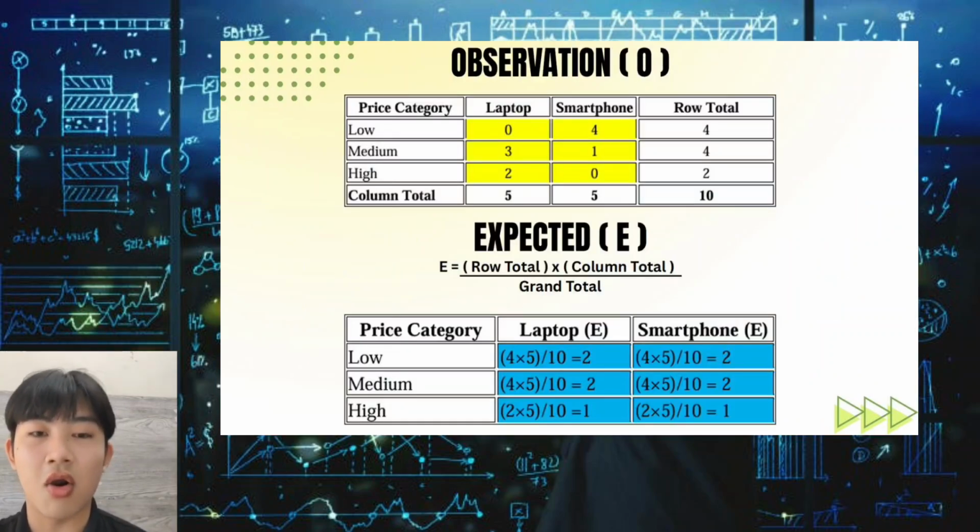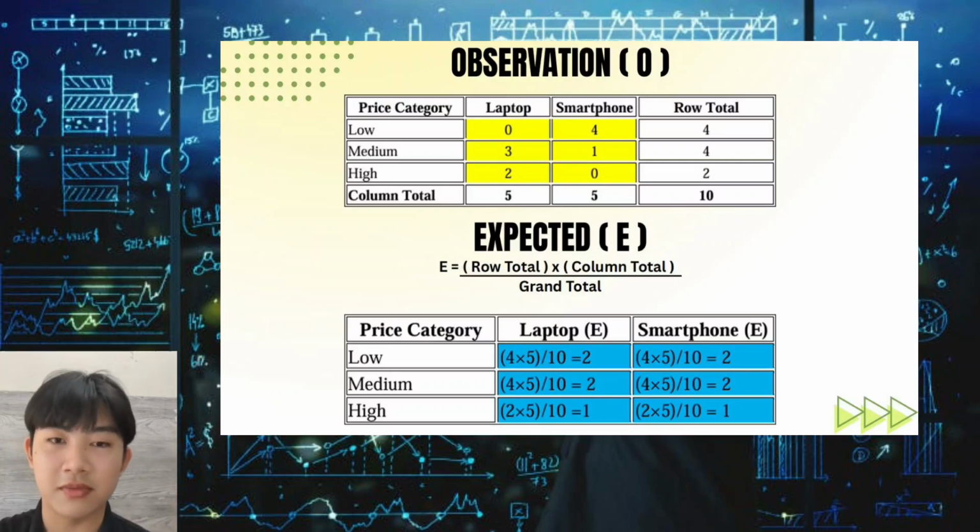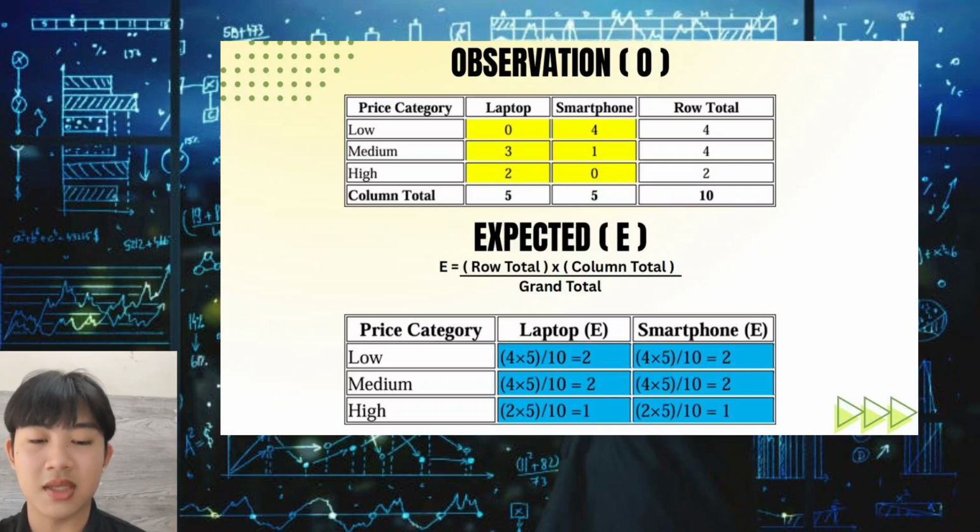Second, the data, observations. We start with the observations, where laptops and smartphones fell into three price categories: low, medium, and high. For example, we saw 0 laptops were in the low category and 4 smartphones were in the low category. This is what really happened.